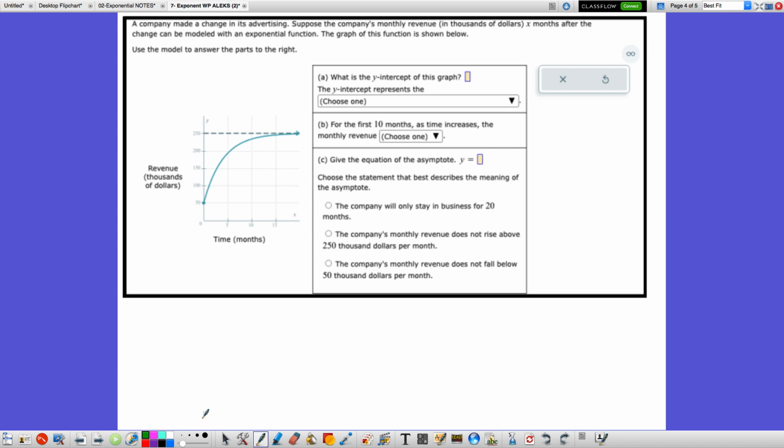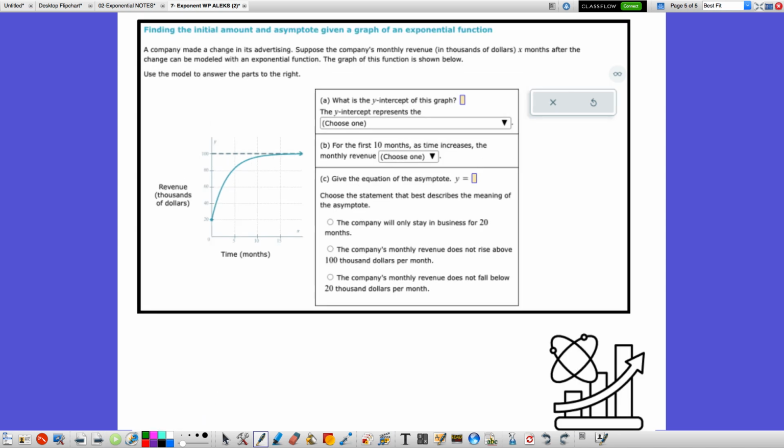Last example is here. All right, so same idea. A company made a change in its advertising. Suppose the company's monthly revenue in thousands of dollars X months after the change can be modeled with an exponential function. The graph of this function is shown below. Use the model to answer the parts to the right. So again, what's happening? It starts here and hits this ceiling here.